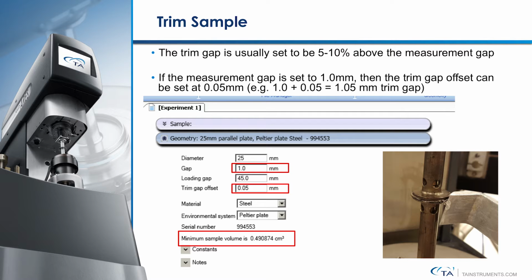For a certain selected geometry and gap, the minimum required sample volume to fill the set gap is listed under the geometry bar. It is a helpful reference for a user to estimate how much sample is required. For a good sample loading and measurement, it is usually recommended to load approximately 10 to 20% excess sample volume to allow for proper gap filling.